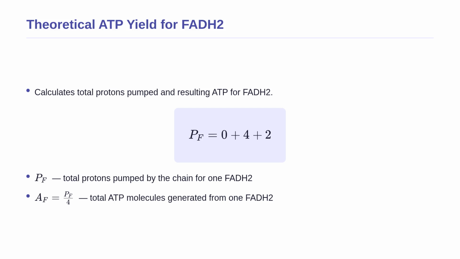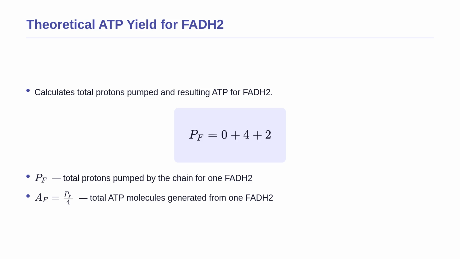Now, let us look at the formula for our other electron carrier, FADH2. The structure is identical, but the inputs change. The variable PF represents the total number of protons pumped by the chain for one FADH2 molecule.